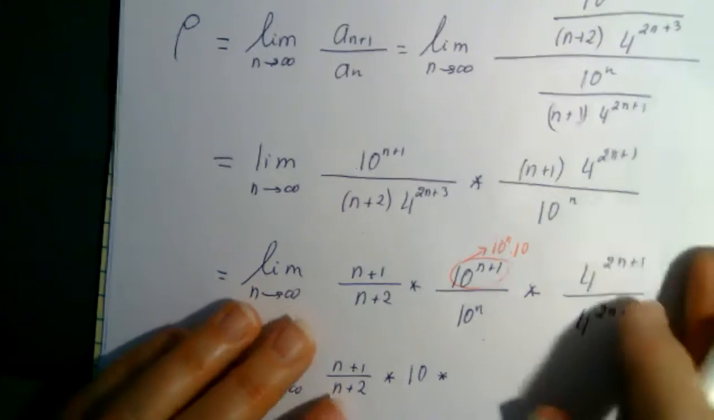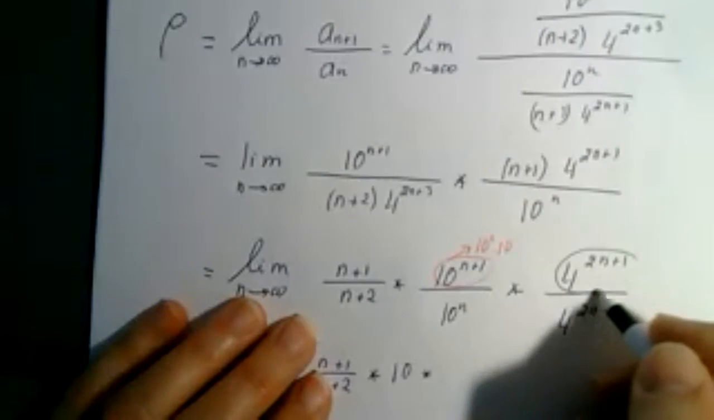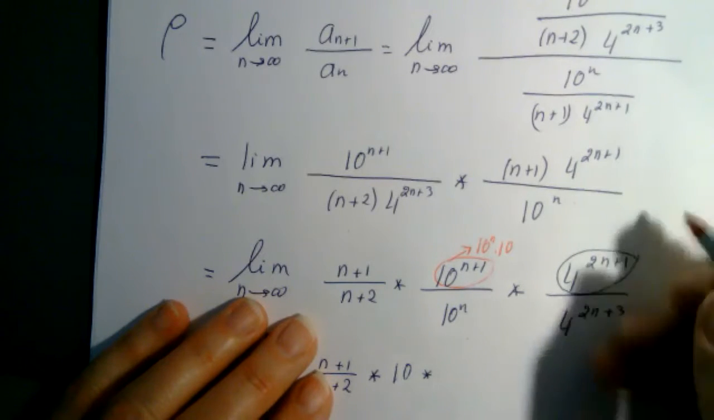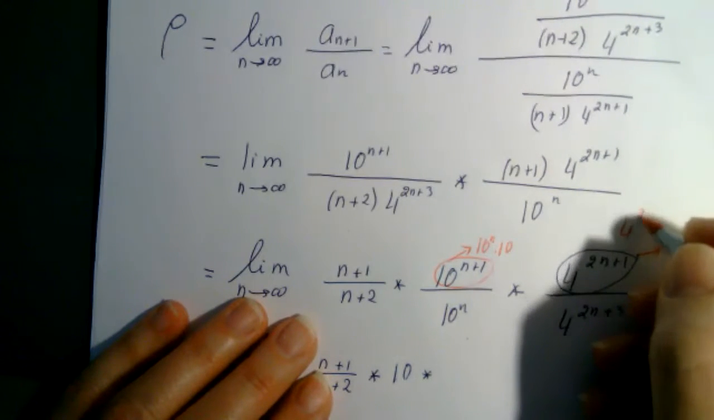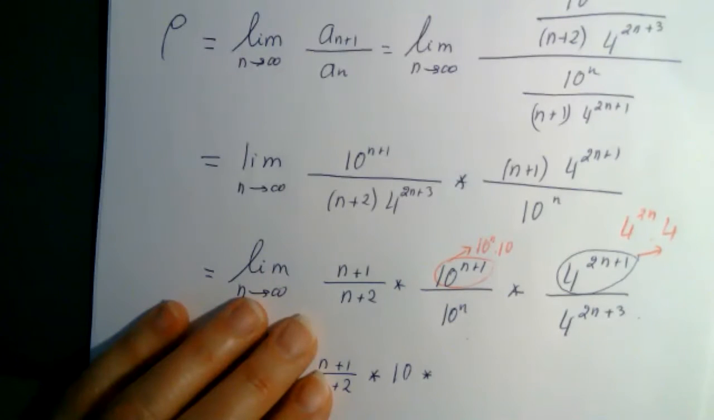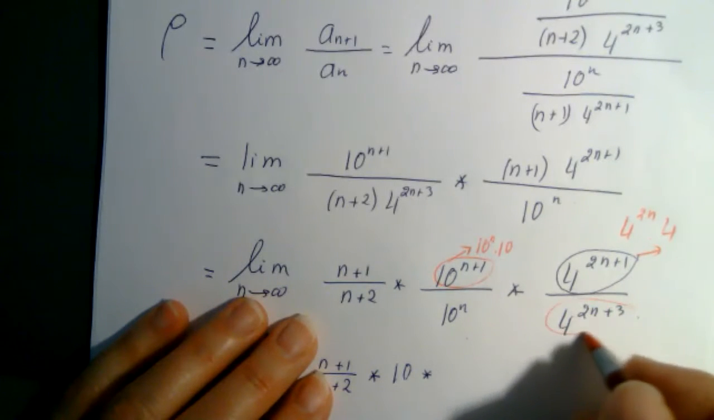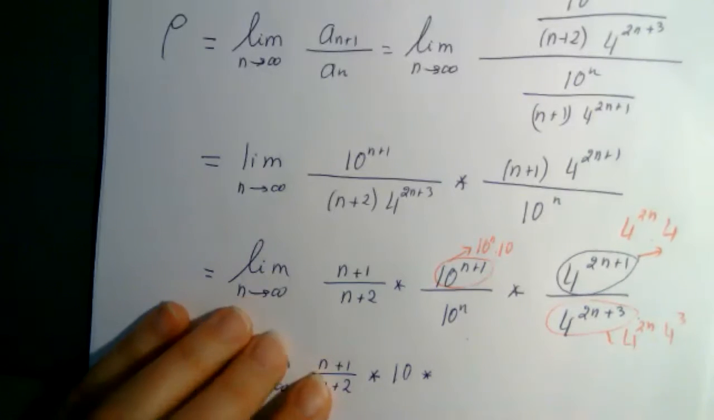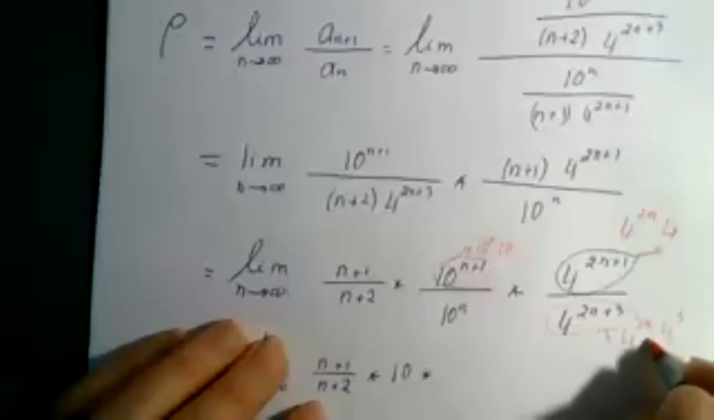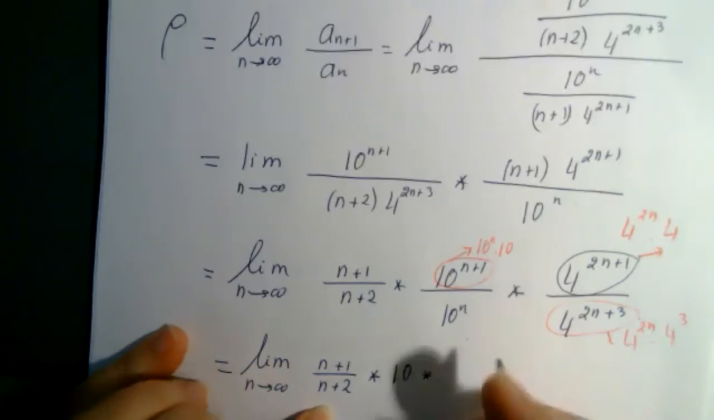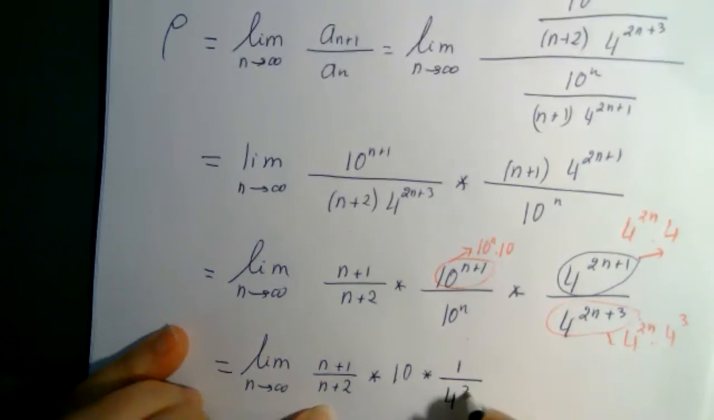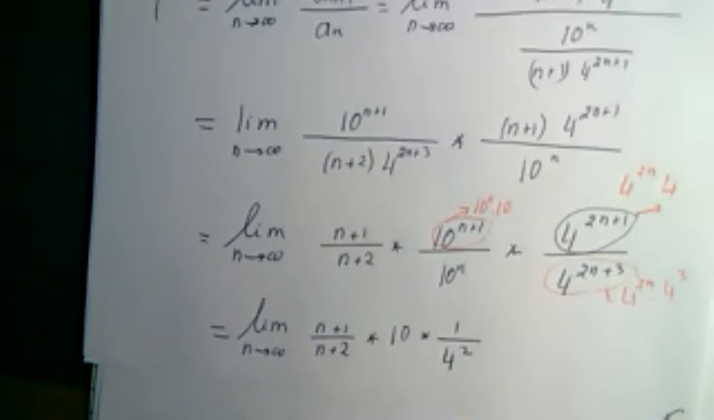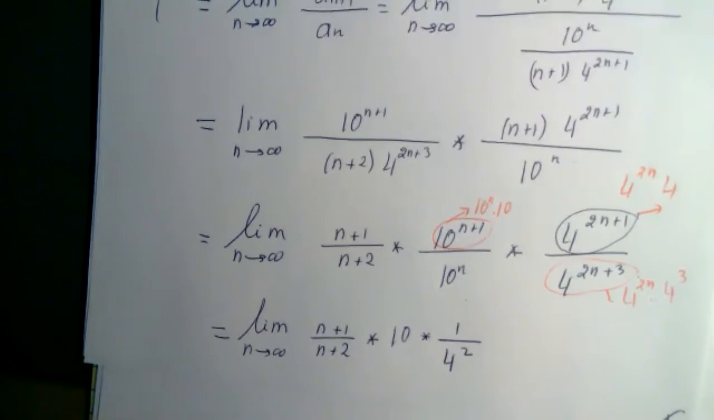Another way you can say is the top is 4 to the 2n times 4, and the bottom is 4 to the 2n times 4 to the power 3. So if you do it that way, you get exactly what you told me, 1 over 4 squared. So it's not actually hard. It's just really putting things together.